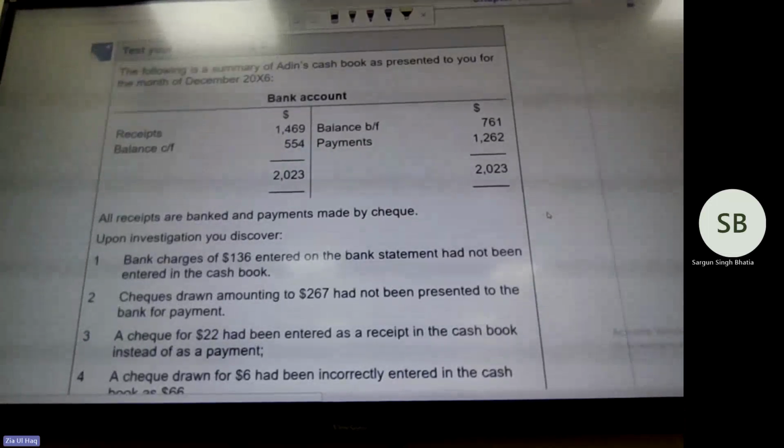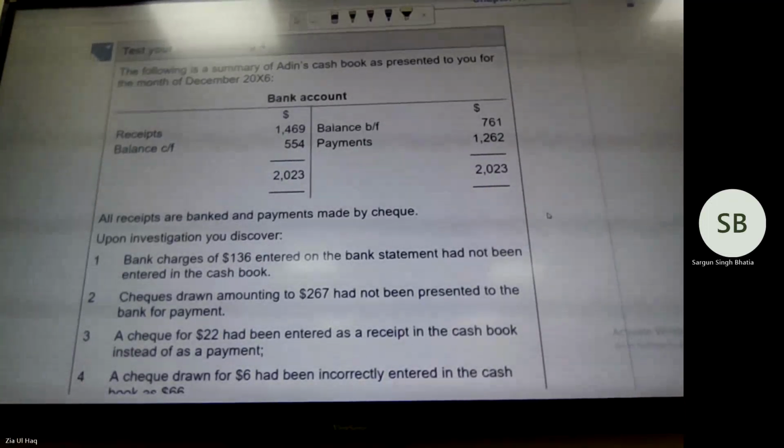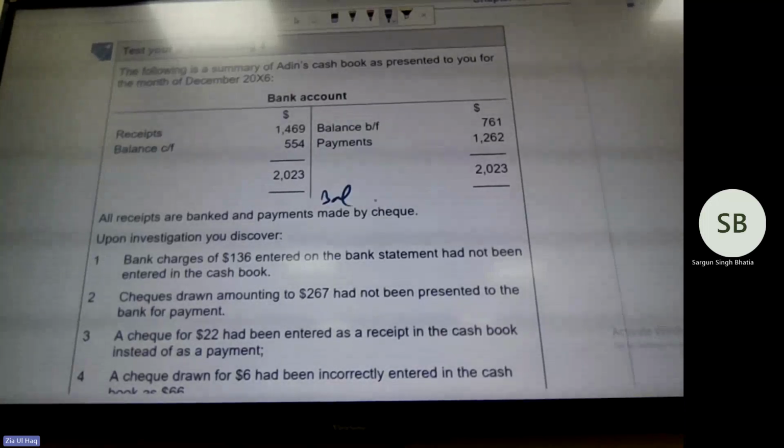What's the question? The following is a summary of Adding's cash book as presented to you for the month of December 20x6. Receipts 1469. Balance brought forward on credit side 761. Payments 1262 and balance carried down 554. This means this will be the balance here as brought down, 554.